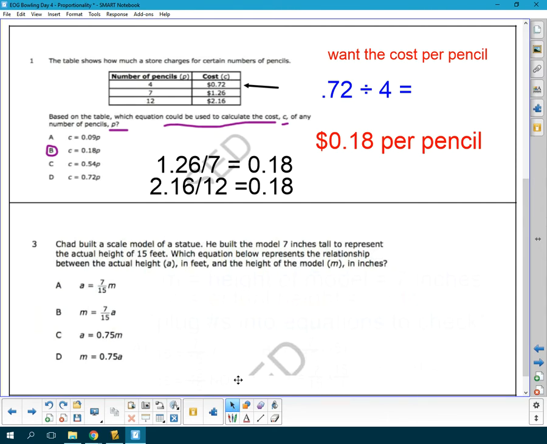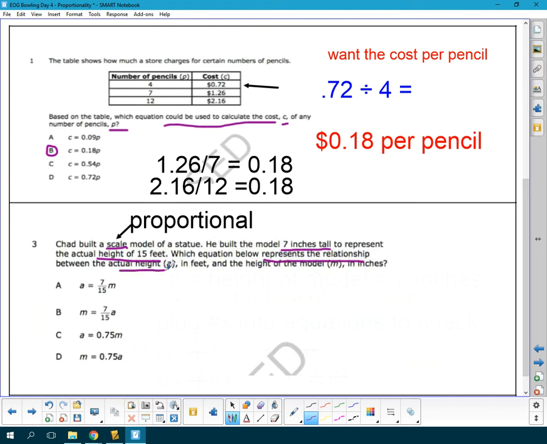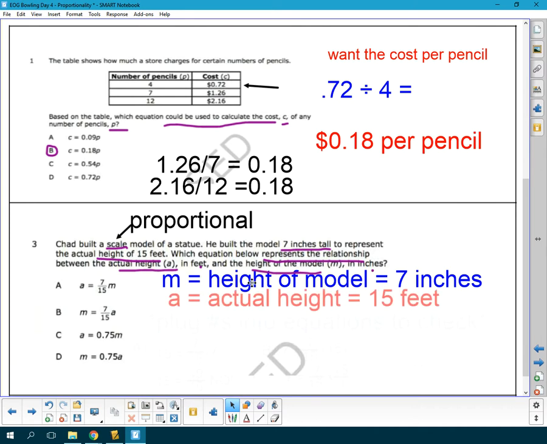Okay. We saw a lot of problems back in Unit 5, like number 3. This one says that Chad built a scale model of a statue. If it's drawn to scale, that means it is proportional to the real size. Okay. So he built that scale model 7 inches tall to represent an actual height of 15 feet. So the model is 7 inches tall. That represents the actual height of 15 feet. Which equation below represents the relationship between the actual height, A, in feet, and the height of the model, M, in inches. Okay, so M represents the height of the model. A represents the actual height.